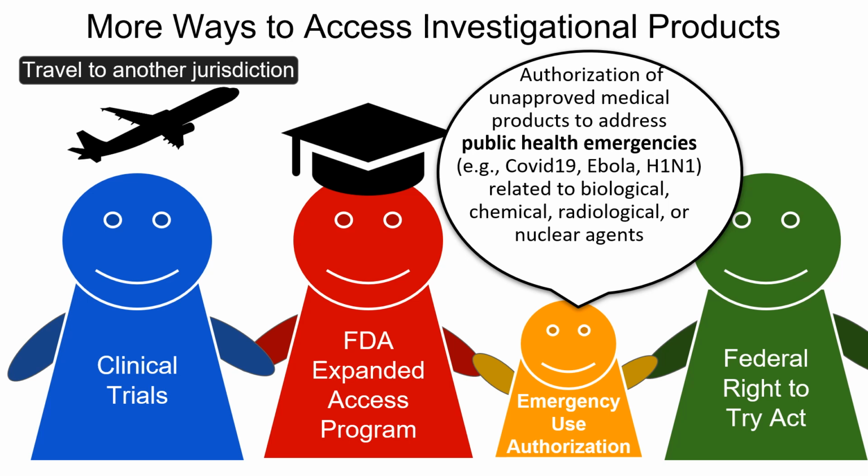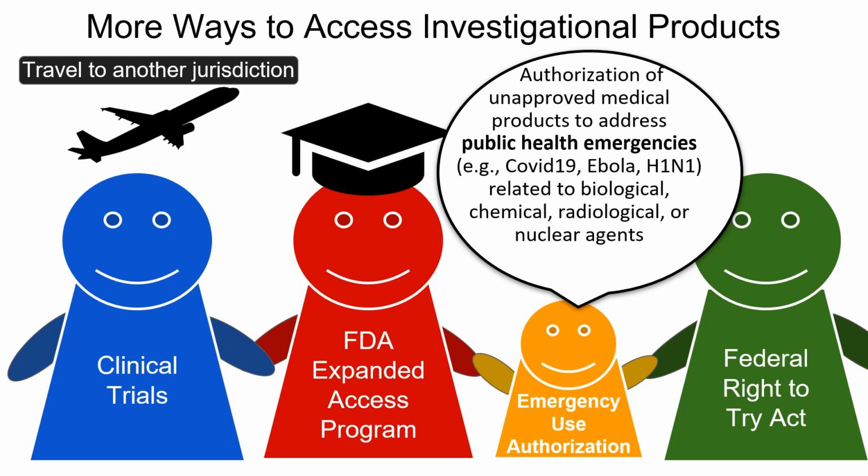Go to another country where the investigational drug is either approved or in a trial. What we are also more familiar with during the COVID crisis is accessing investigational products through emergency use authorization, known as the EUA. The EUA allows the FDA to make unapproved medical supplies and medications, including vaccines and treatments, available when the Secretary declares a public health emergency.